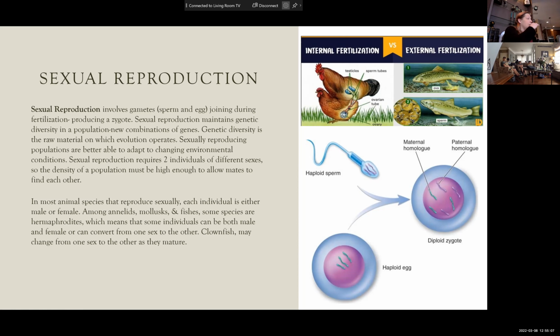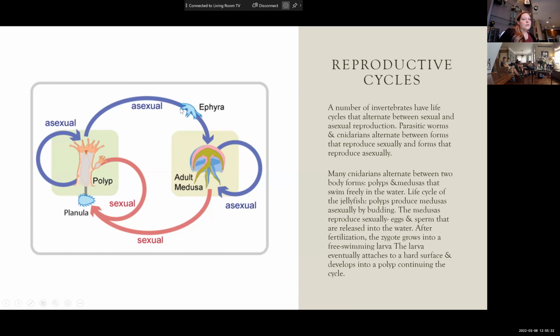They have both male and female organs, and then they exchange their male and female gametes simultaneously with another hermaphrodite. So interesting. Clownfish can change sex as they mature, which is very fascinating. And I think I mentioned last week that with some tortoises, it depends on the temperature as the eggs incubate whether the offspring are born male or female, which is pretty fascinating. So we have reproductive cycles like these. We talked about this before when we talked about these organisms.